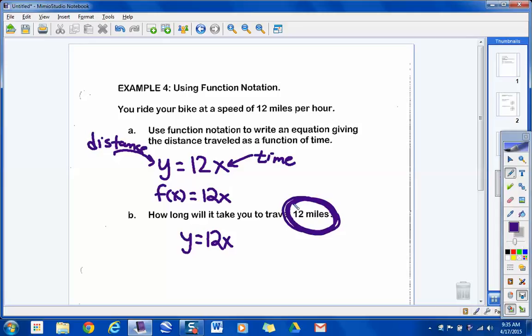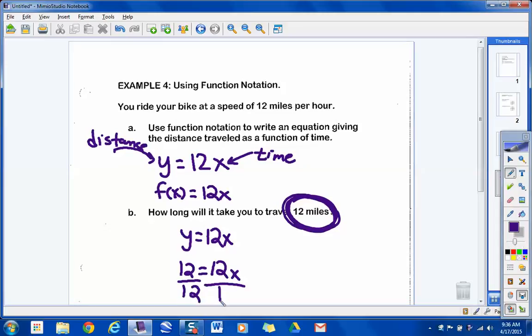So I'm going to put 12 in for y in this equation. To solve this, I'm going to say 12 equals 12 times x, right? So how do you get x alone there? Divide. So how long is it going to take you to go 12 miles? 1 hour. You're going to get 1 hour, right?